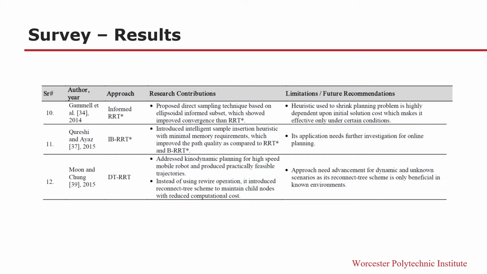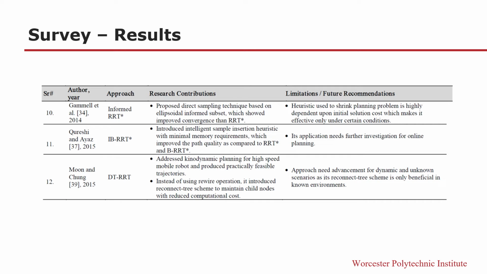Informed RRT Star was presented for optimal path planning in narrow passages. Once an initial path is found, it further explores configuration space with a limited elliptical area. As area of ellipse decreases, it also improves the rate of convergence and path quality.